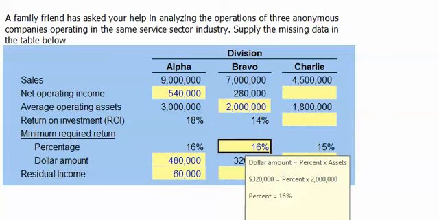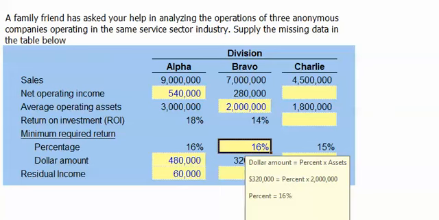Our percentage minimum required return is found by setting our dollar amount minimum return of $320,000 equal to our percentage times our average operating assets of $2 million. Solving for our percentage minimum required return, we get 16%.